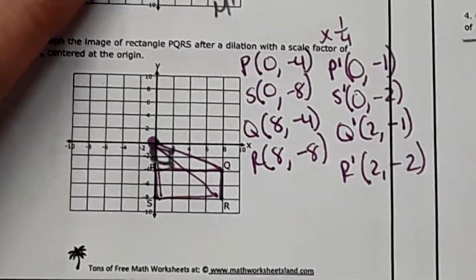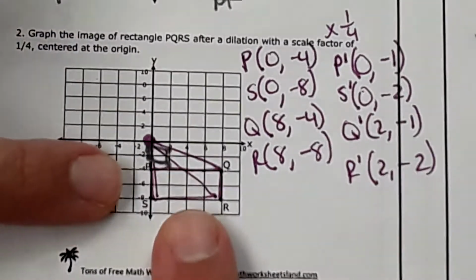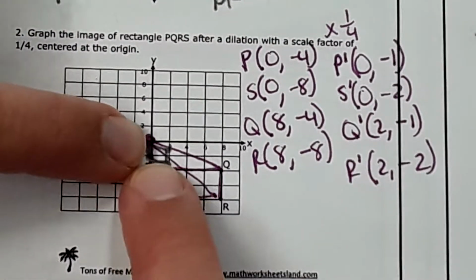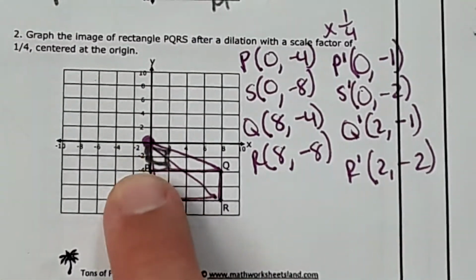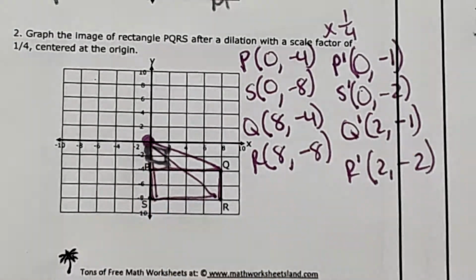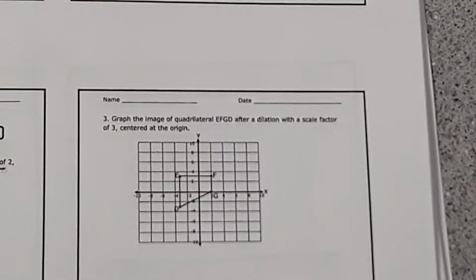You don't have to draw this because it's a lot to cram in there. But if you look at it, you have the rectangle, and then the smaller version is right there. It's closer to the origin, and it's 1/4 the size. So that's that. Okay. Then the next example we're going to do together is right here.